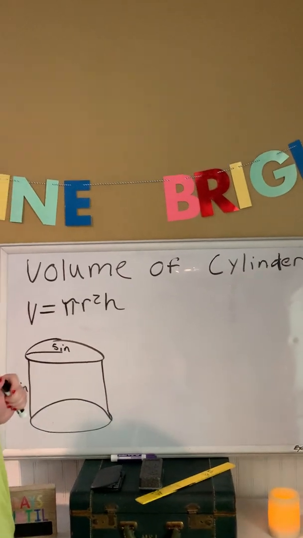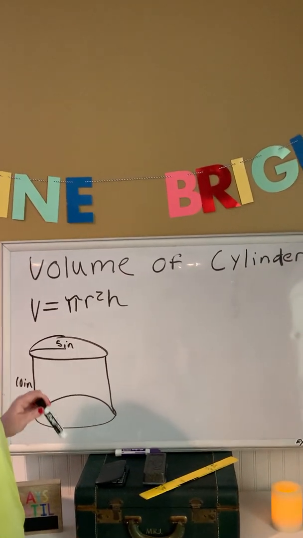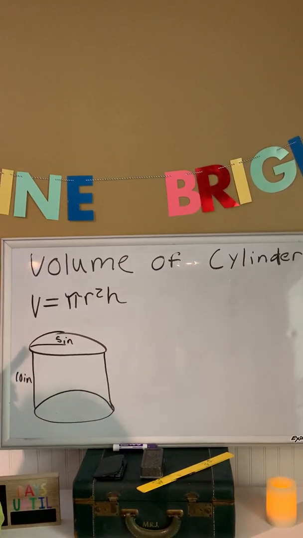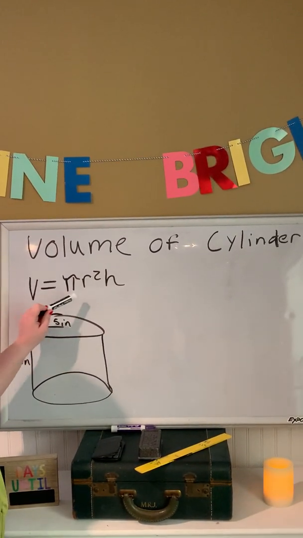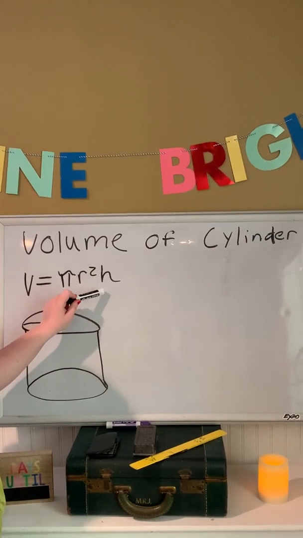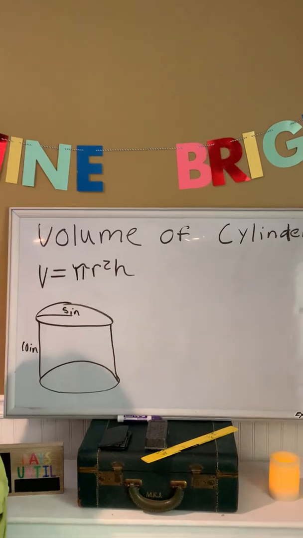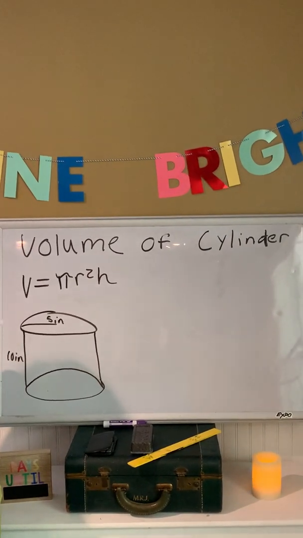Friends, we're going to learn about the volume of a cylinder. So we're going to need to remember about the parts of that formula. The formula is going to be V equals pi r squared times the height. So we're going to look at every individual aspect of this formula and what it means.